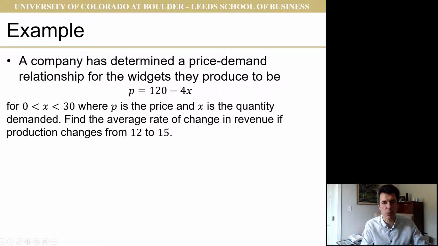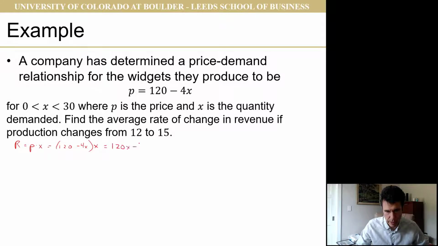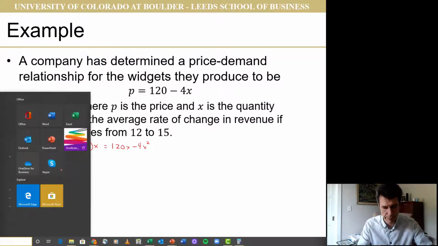First, we need to think about revenue. So revenue is equal to price times quantity. Price, we know, is this formula up here, so that's 120 minus 4x times x, which is 120x minus 4x squared. The average rate of change is R of 15 minus R of 12 divided by 15 minus 12.